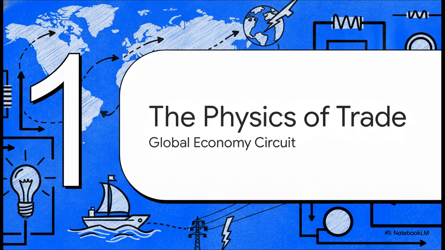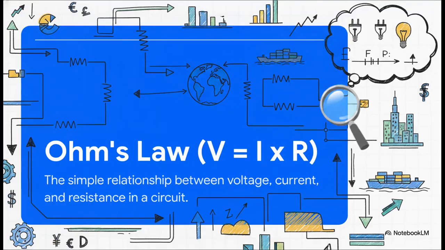Moving right into Section 1, the physics of global trade. Okay, so before we get to the oceans, we've got to nail down this one fundamental rule of electricity. V equals I times R. Good old Ohm's law. It's the absolute bedrock of electrical circuits, dictating exactly how energy flows through a closed system. And here's the secret. Once you grasp this little relationship, you are basically halfway to understanding the entire global economy.